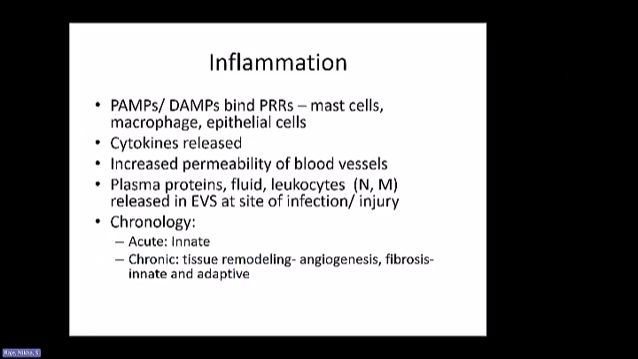All right, so talking about inflammation, we know that inflammation is the end result of the response that is started by the recognition of PAMPs and DAMPs by PRRs. That leads to activation of some of these cells, mast cells, macrophages, epithelial cells. These cells then release cytokines that increase the permeability of the blood vessels. There is leakage of fluid, so plasma proteins, fluid, leukocytes get extravasated at the site and then end up in the overall response of acute inflammation, and over time can lead to tissue remodeling and chronic inflammation.